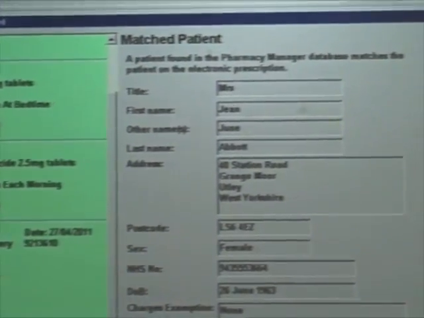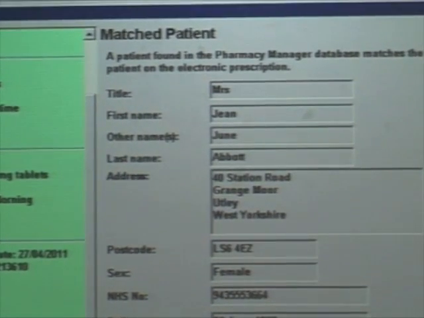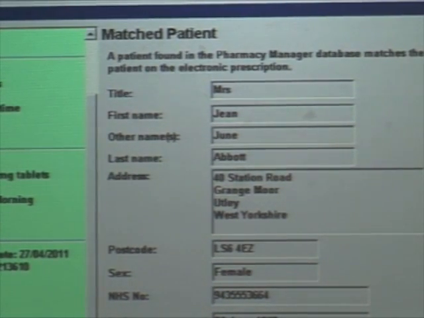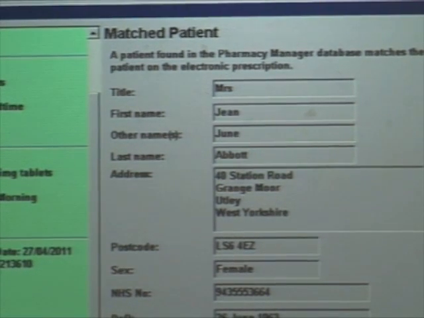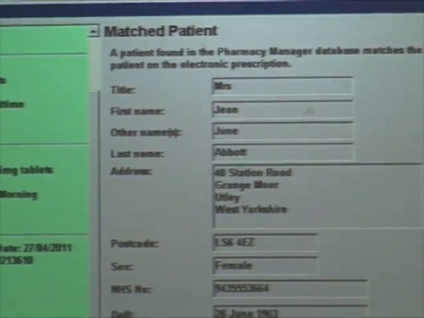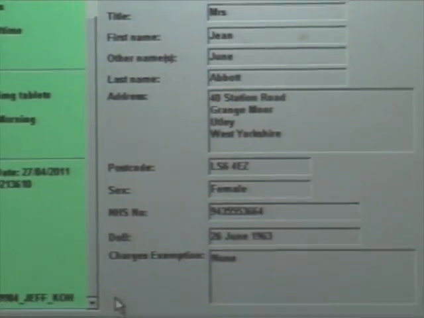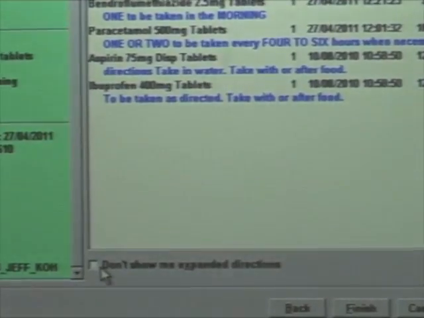This is a matched patient. That means at some point in the past, we have either dispensed a Release 1 or Release 2 prescription for this patient, and we've got a matched NHS number. We're also able to see on this particular screen an exemption information. That is the patient that we want, and we're happy to proceed.